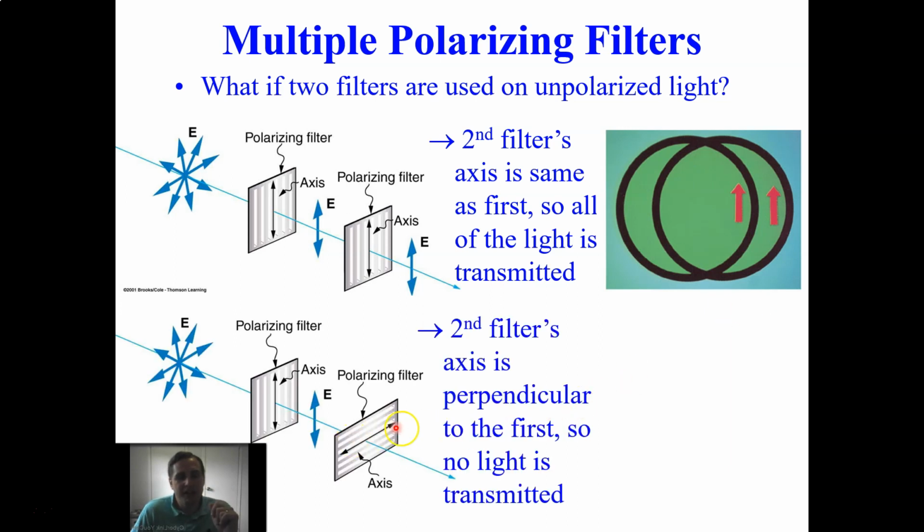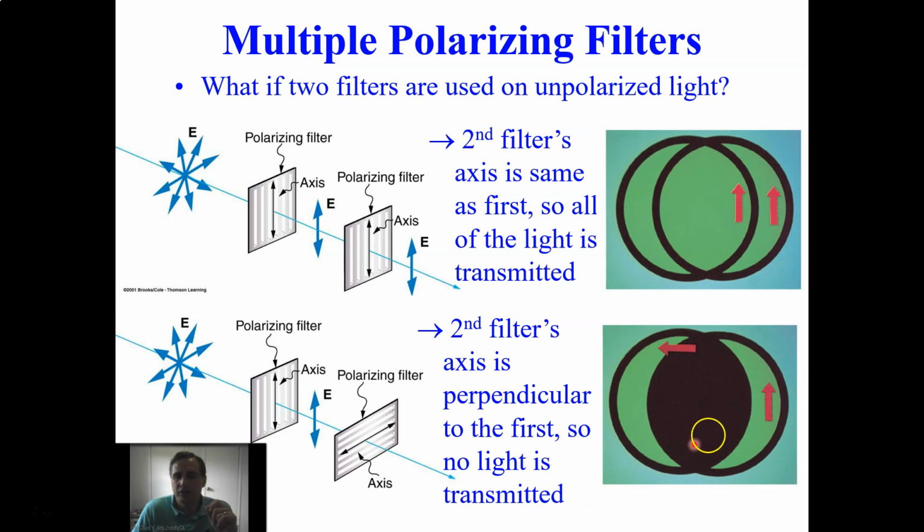But what if the second polarizing filter is perpendicular to the direction of the first polarizing filter? Then no light is transmitted. So can you see that no light is transmitted during the overlap portion of these two polarizing filters? So this is one way to filter light by absorption.